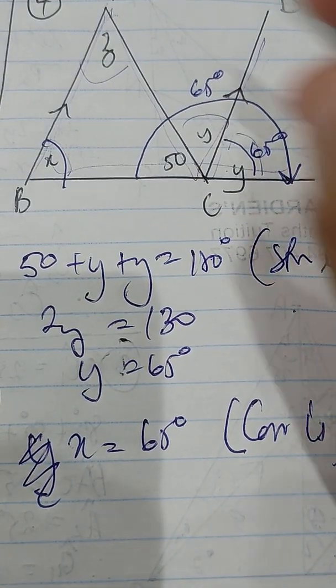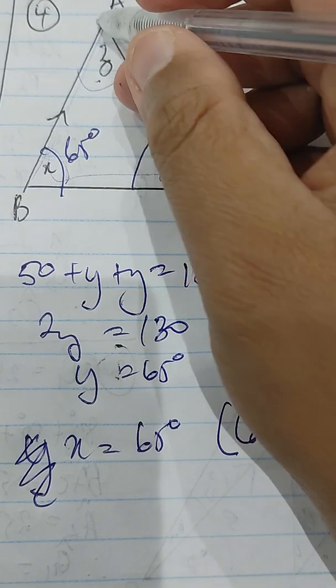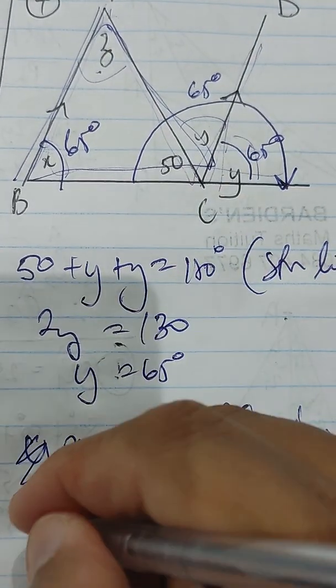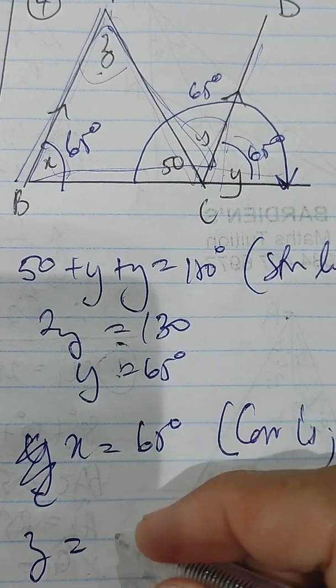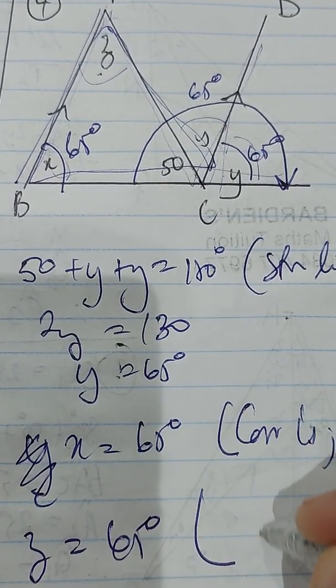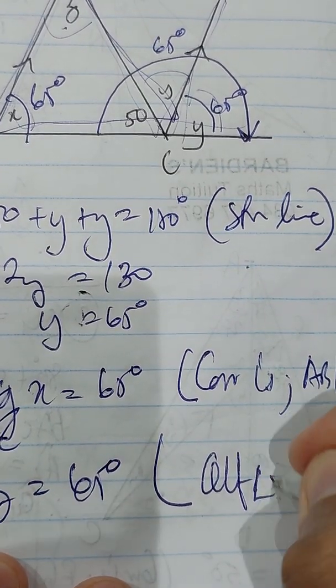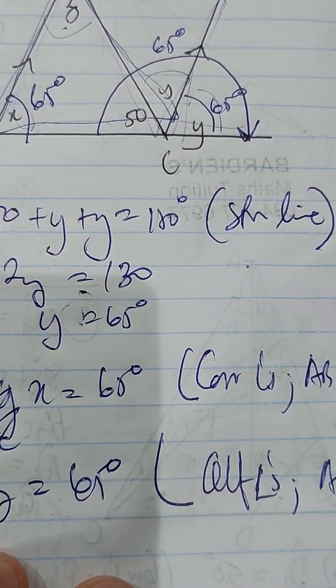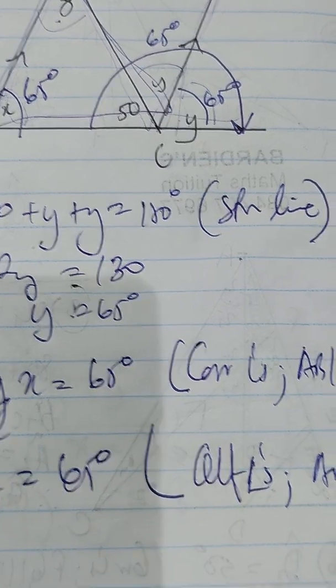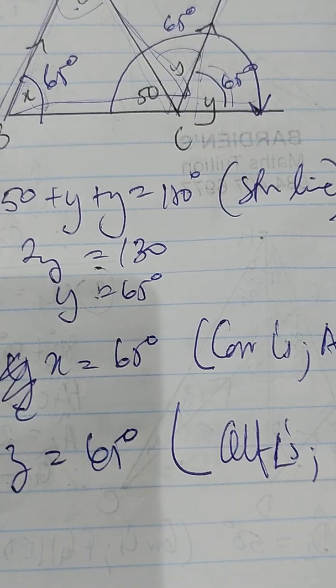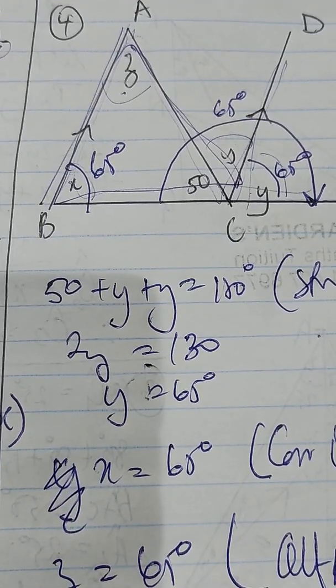Okay, that's 65. Now to calculate z, either sum of angles in a triangle or the alternate angles. Alternate is going to be simple. So z is equal to 65 degrees because of the fact that it's alternate with AB being parallel to CD. Okay, so there we got all the angles required calculated at that point.